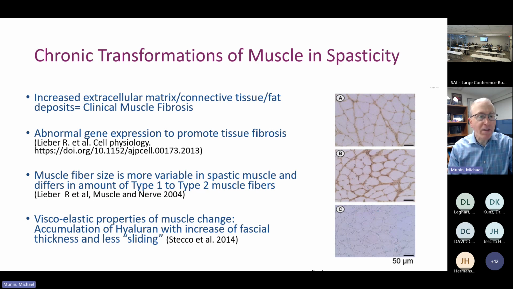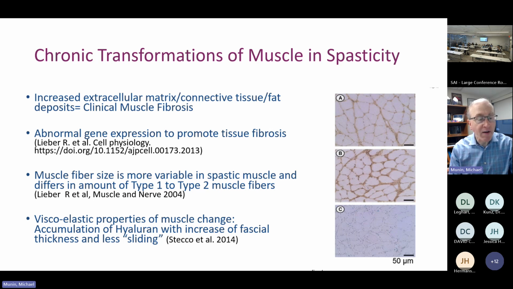So if I was going to summarize quickly, what are the chronic transformations of muscle in spasticity? Well, as we said, there's increased extracellular matrix, connective tissue, and fat deposits, all leading to what we see clinically as clinical muscle fibrosis. There's abnormal gene expression that promotes tissue fibrosis. Muscle fiber size is more variable in spastic muscles and differs in the amount of type 1 and type 2 muscle fibers. And some viscoelastic properties of muscles change.